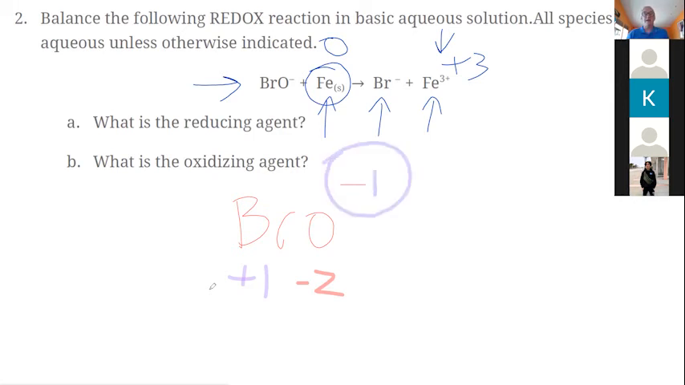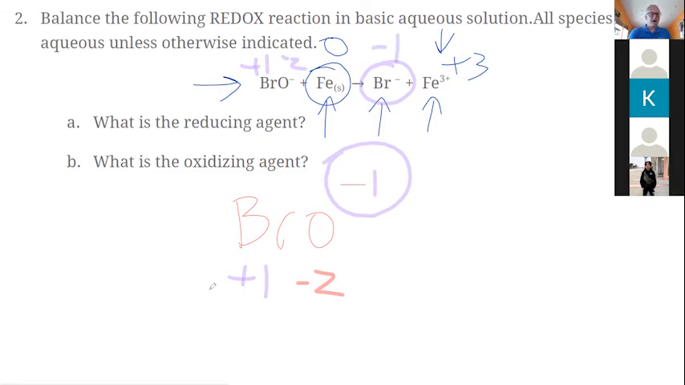So now we have one left. So we have +1 and -2. What's the oxidation number of bromine when it's a bromide ion? So here's our bromide ion. What's the oxidation number of bromine when it's a bromide ion? -1. Mm-hmm. It's all by its lonesome and has a charge of -1. That is its oxidation number.